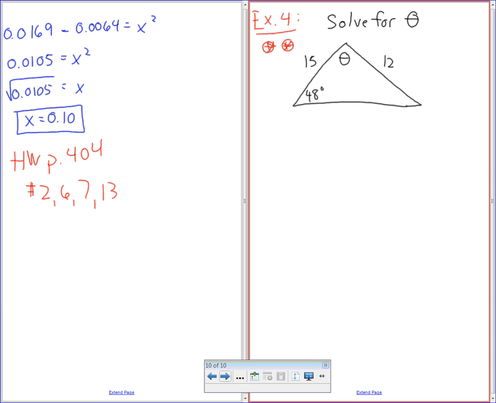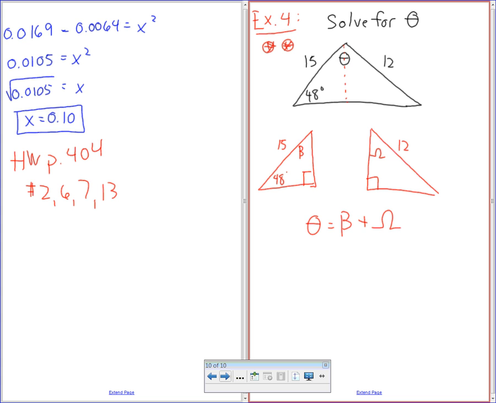Wonderful, okay? So what I'm going to do is I'm going to chop it in half sort of like this. Turn the two triangles to look something like this. I'm going to call this guy beta, and I'm going to call this guy over here omega. And then therefore theta would be theta plus omega. Okay, so see what we're doing here? Now here's the fun part.